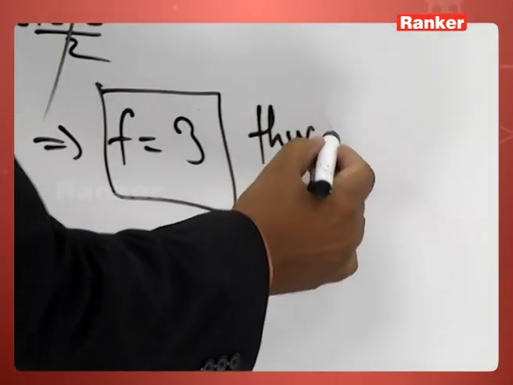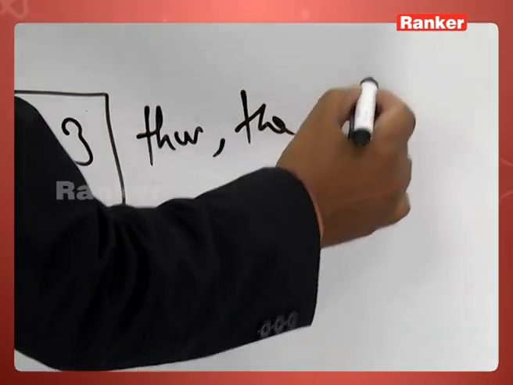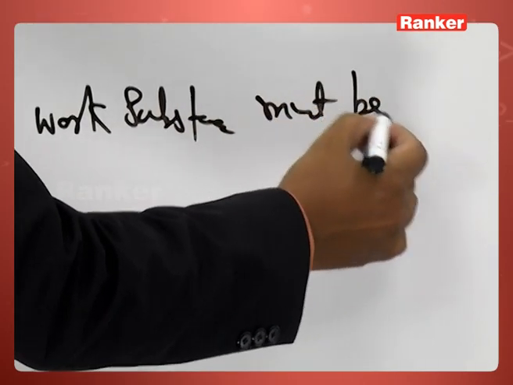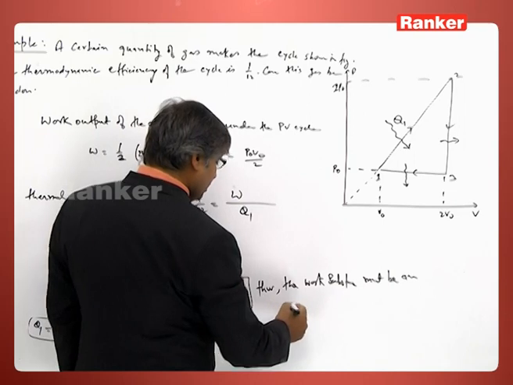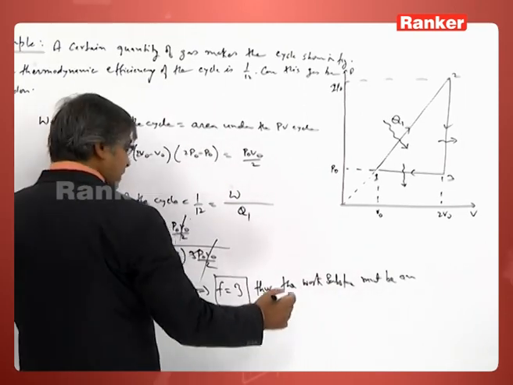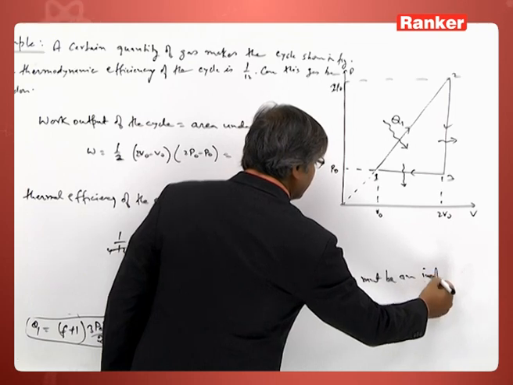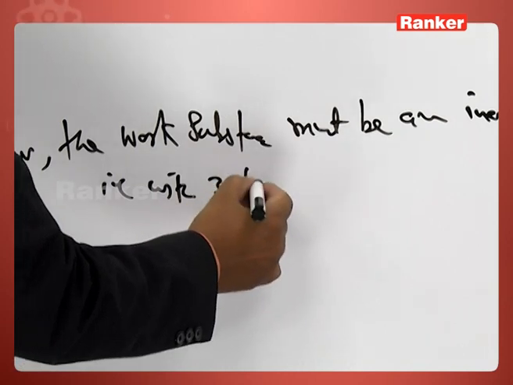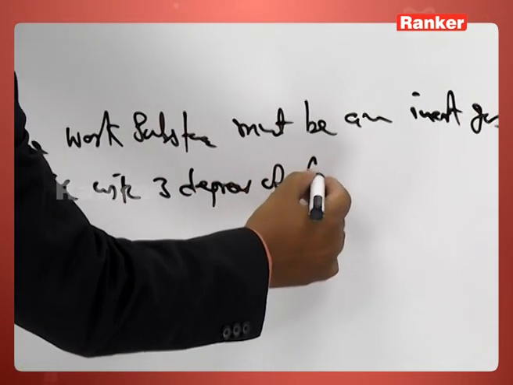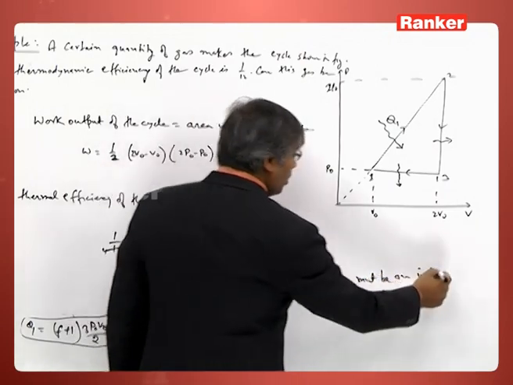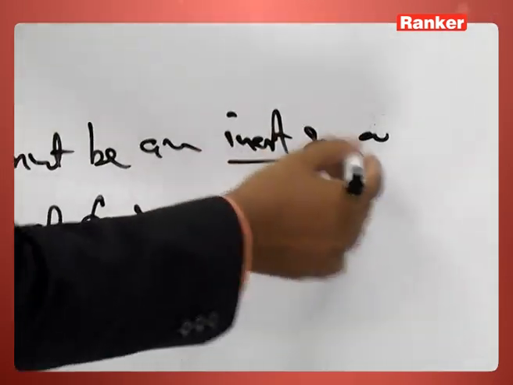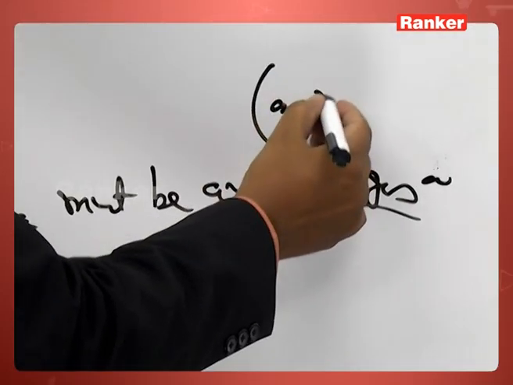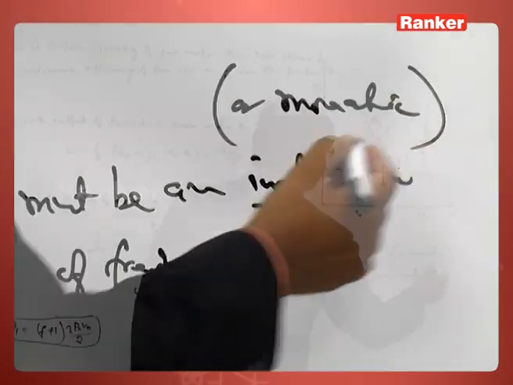Thus the working substance must be an inert gas, i.e. with 3 degrees of freedom. It's an inert gas or monatomic gas. Inert gas because it was given as radon, so inert gas or a monatomic gas. So monatomic gas means inert gas.